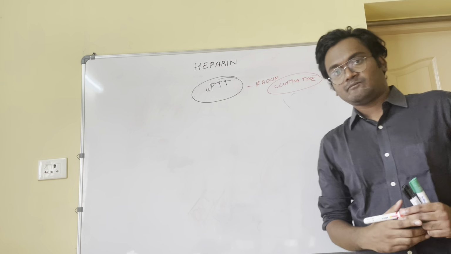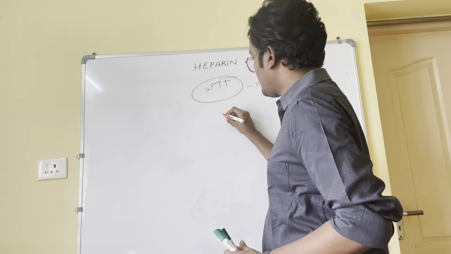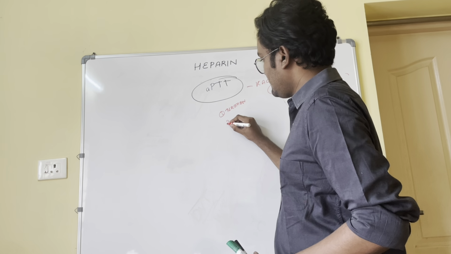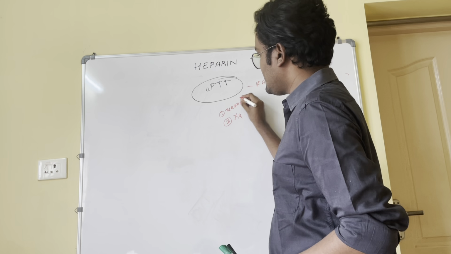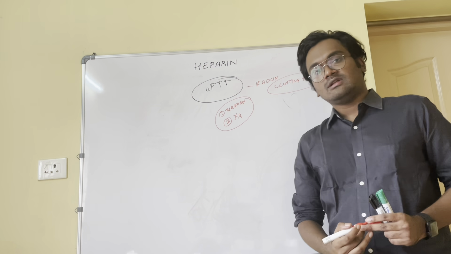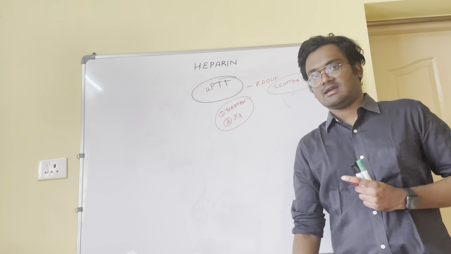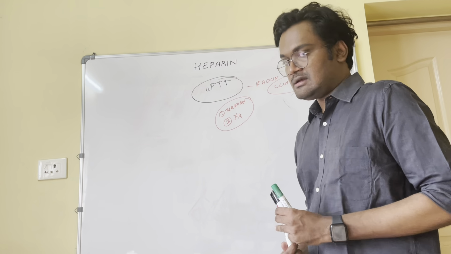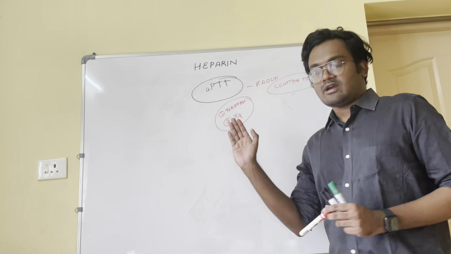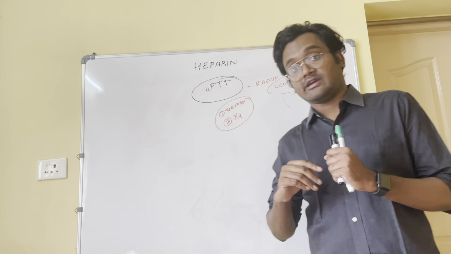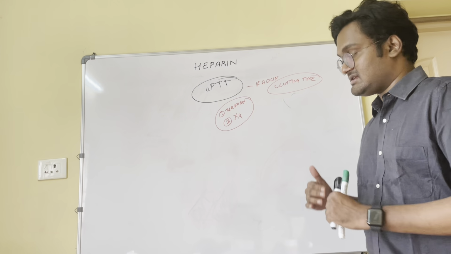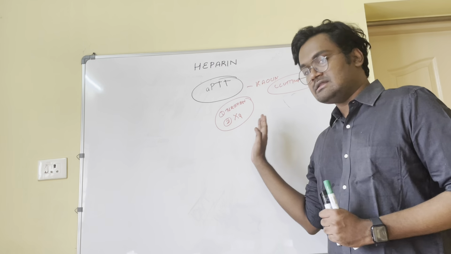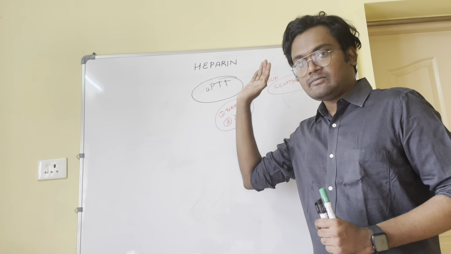So basically, you need to know if the thrombin is inactivated and factor 10A is inactivated. You need to know these two. So to know that, APTT becomes very important. Again, APTT is a huge topic which I will cover in a different class. But the basic thing is thrombin and factor 10A, these two get inhibited by heparin.